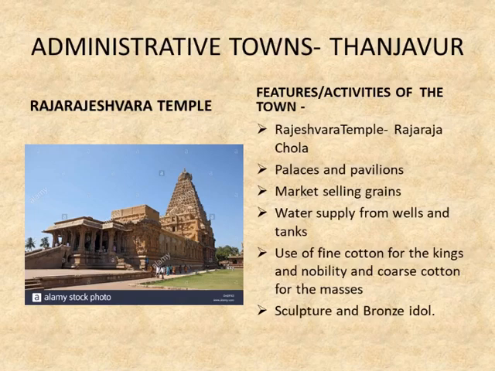Now we see there were palaces and pavilions. There were markets for selling grains and many other things. Water supply from wells and tanks was there, which showed that of course the king took good care of his subjects. Then there was use of fine cotton for the kings and nobility and coarse cotton for the masses. Here we can see that there was difference between rich and poor. The social difference existed. Along with this, craftwork, sculpture and bronze idols were very popular.